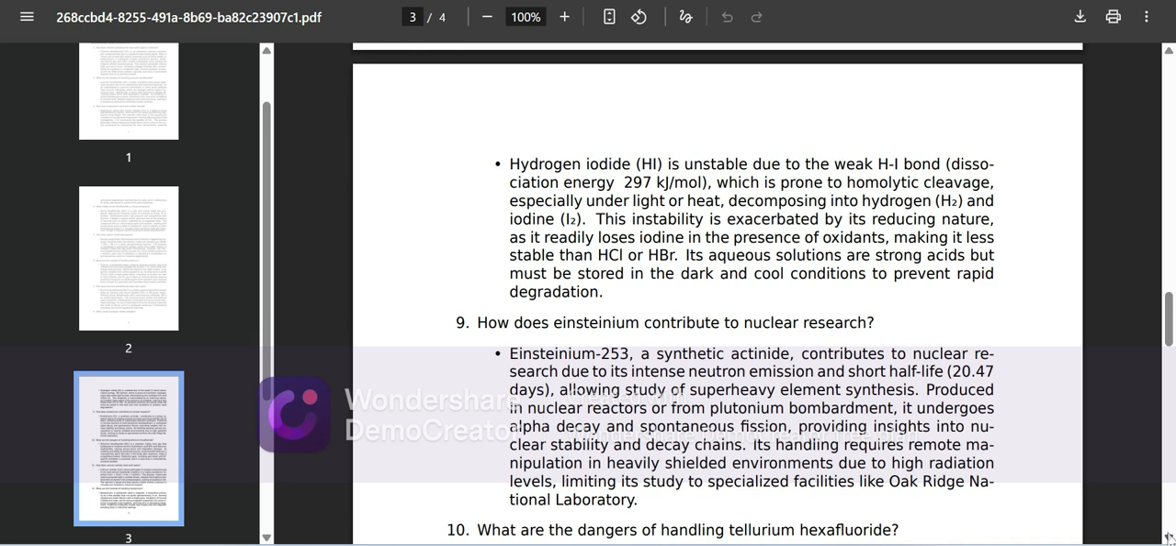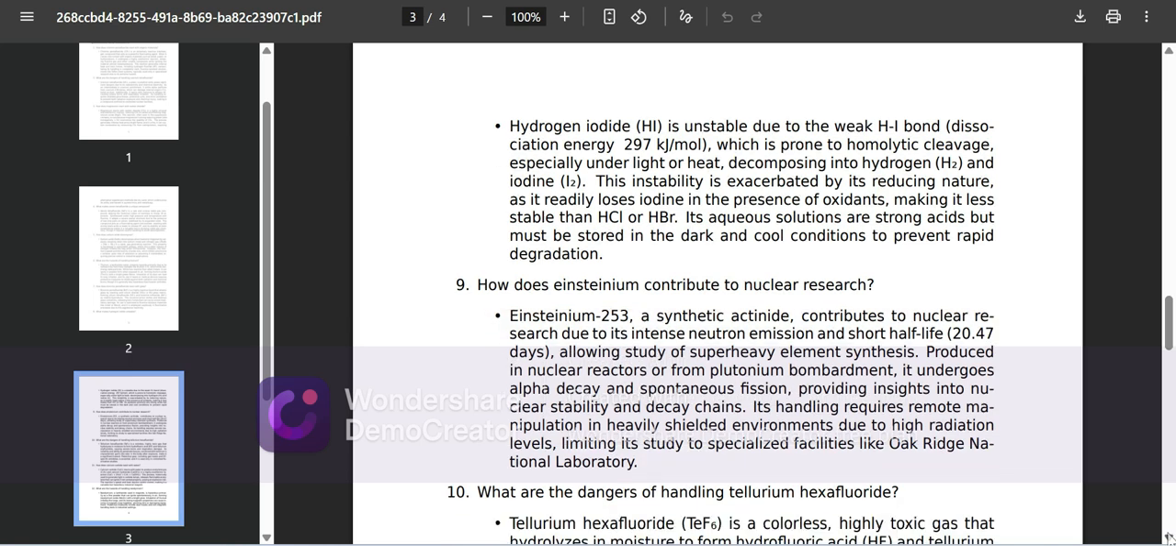This instability is exacerbated by its reducing nature, as it readily loses iodine in the presence of oxidants, making it less stable than HCl or HBr. Its aqueous solutions are strong acids but must be stored in dark and cool conditions to prevent rapid degradation.